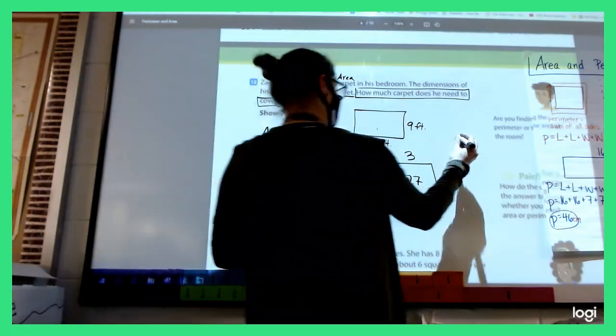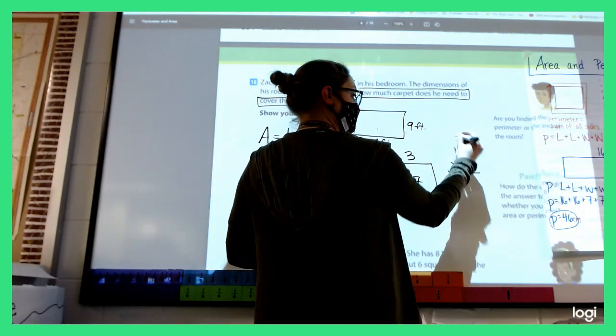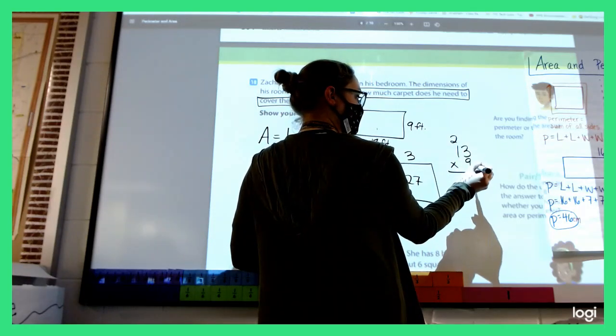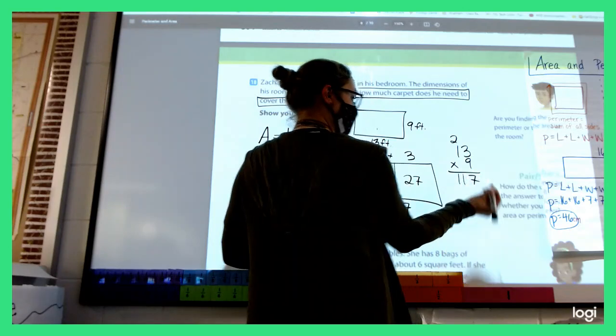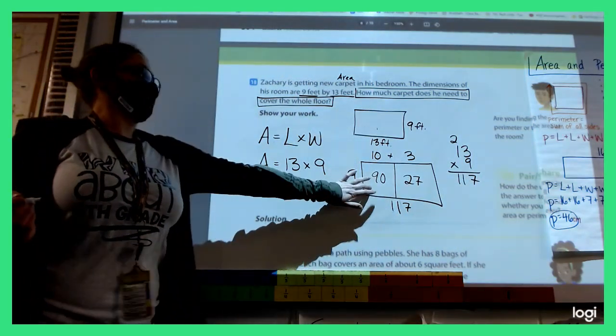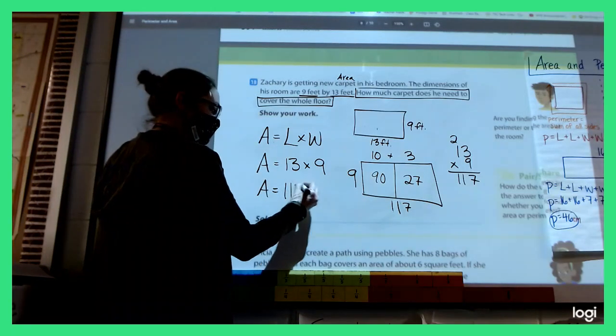So the other way you could do it is turtle head. 13 times 9. 9 times 3 is 27. Back to the number in the neck. 9 times 1 is 9. Plus 2 is 11. So whichever way you like more. Remember, this is always an option for you to use. So then our area is 117.